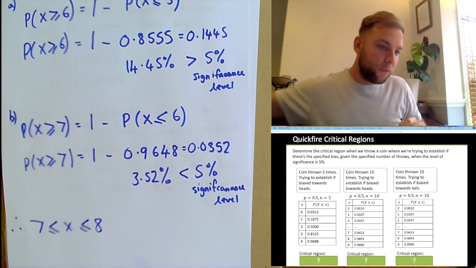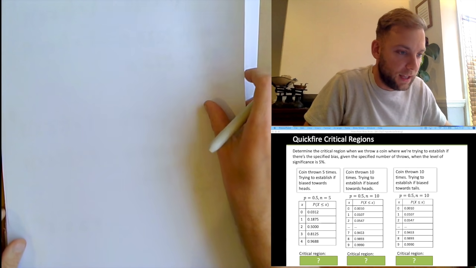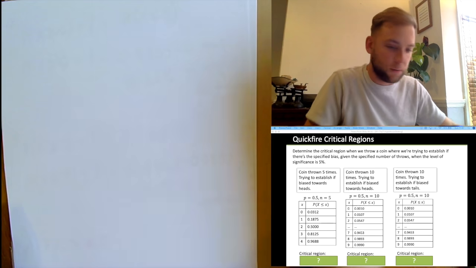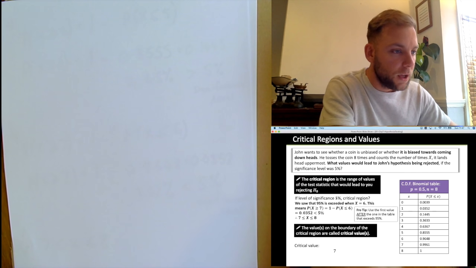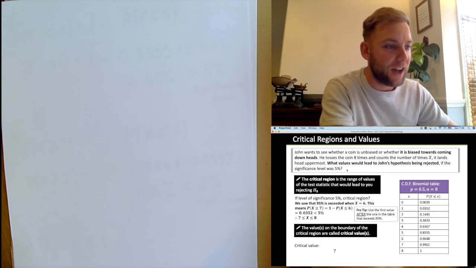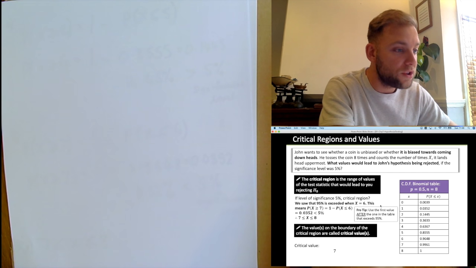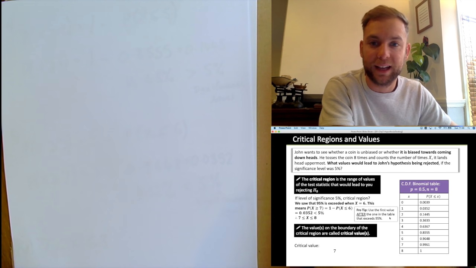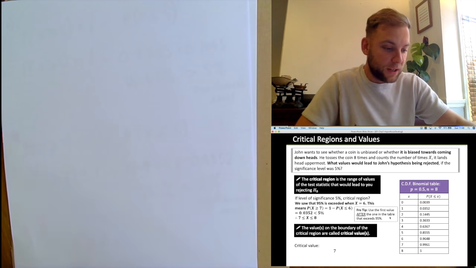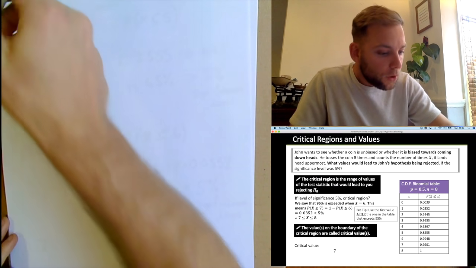So, if we're looking at our first one here, what is the critical region? Now, I'm just going to flick back so you can remember what the tip was. Because he says that it's a 5% significance level, you use the first value after the one in the table that exceeds 95. I'm going to suggest that you write that down.